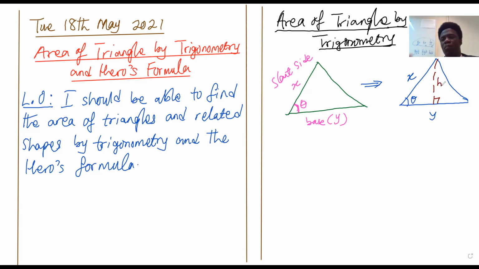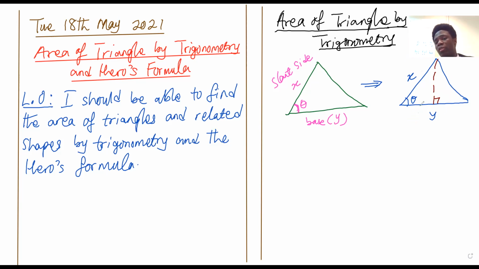It's not enough to say this and this are equal unless this and this are equal, unless you have an isosceles triangle. So if the triangle is not isosceles, this line is not a line of symmetry. So we cannot say these two triangles are equal, and as a result, you cannot say these two sides are equal. So this cannot be y over 2. That's what I'm trying to say in essence.